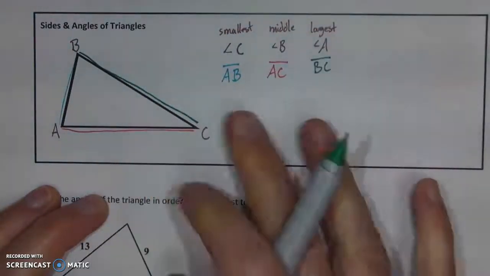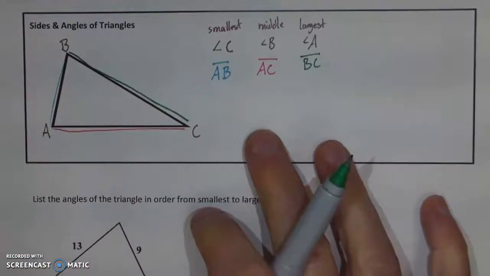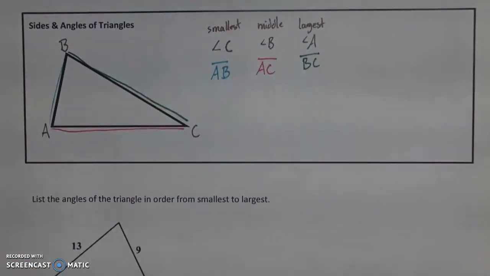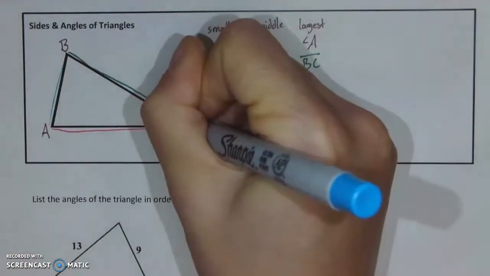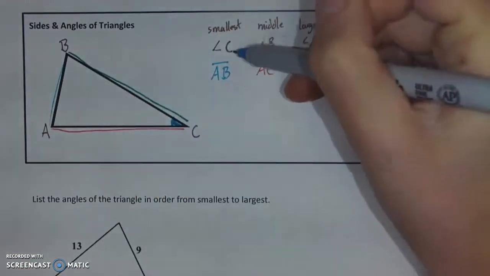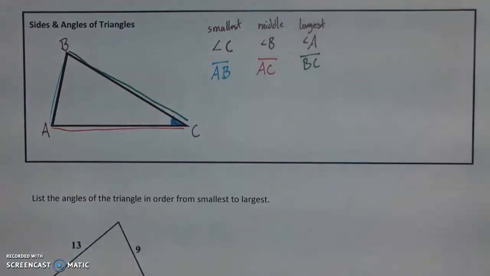Now, you might look at these and just go, okay, well, that's great. You've counted the sides. People have been doing that for ages. We've been doing that since we were little kids. And that's actually accurate. But there's a neat pattern that pops up here. Notice how when you look at AB, the smallest side, it's opposite to C. And C is our smallest angle.